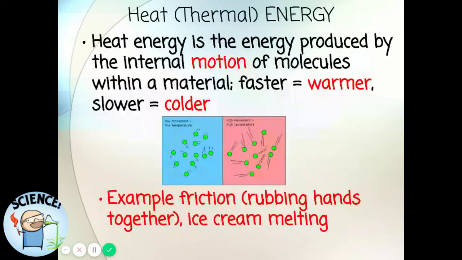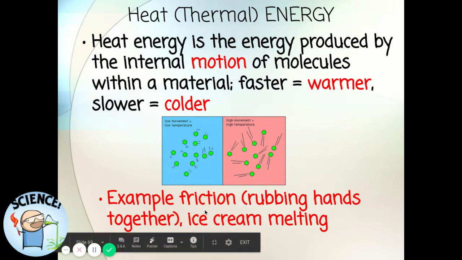Heat energy, which is sometimes called thermal energy, and we're going to come back to this and actually spend a few days just talking about heat energy later on. But for now, heat energy is the energy produced by the internal motion of molecules. So you can think about states of matter here and think about how molecules moved as they heated up from a solid to a liquid to a gas. So faster molecules would give us a warmer substance, and slower molecules would give us a cooler or colder substance. So right now you can go ahead and rub your hands together to create some friction, and you're going to create some heat energy. Or anytime something is melting, you can think about heat energy being at play there.